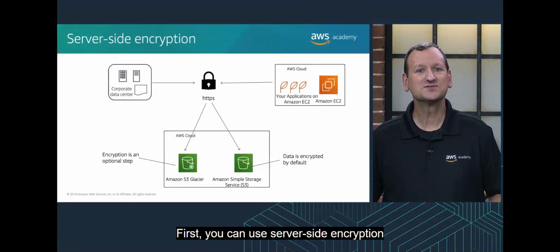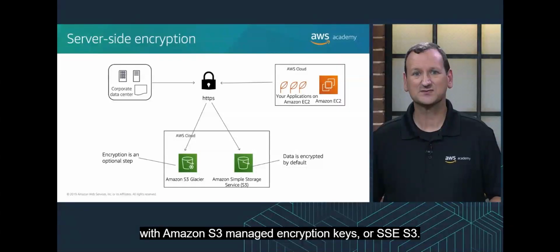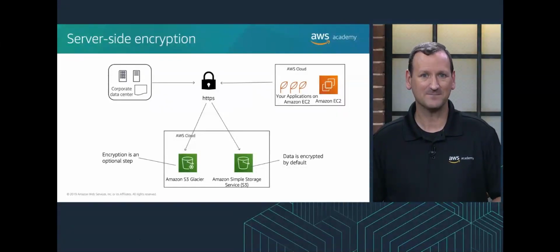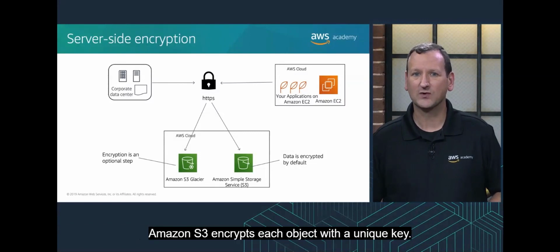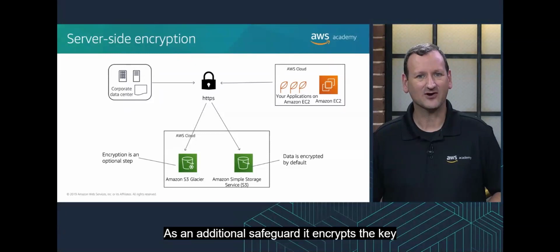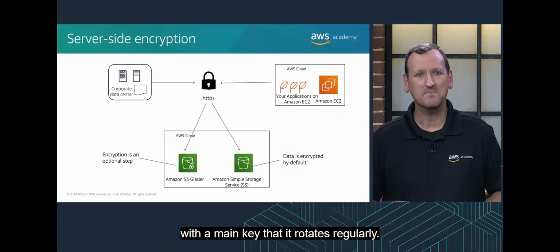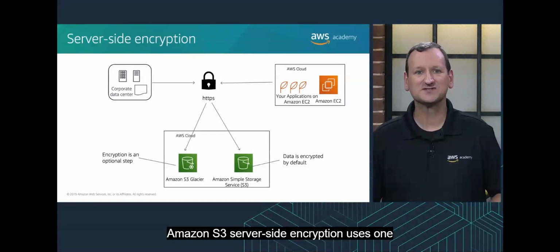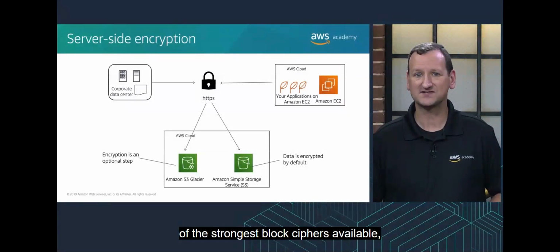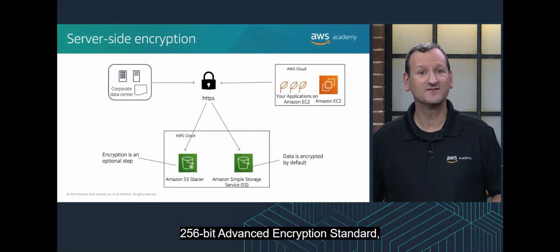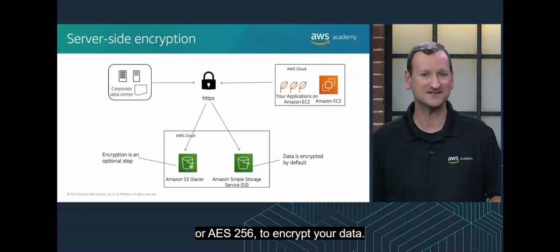First, you can use server-side encryption with Amazon S3 Managed Encryption Keys, or SSE-S3. Amazon S3 encrypts each object with a unique key. As an additional safeguard, it encrypts the key with a main key that it rotates regularly. Amazon S3 server-side encryption uses one of the strongest block ciphers available, 256-bit Advanced Encryption Standard, or AES-256, to encrypt your data.